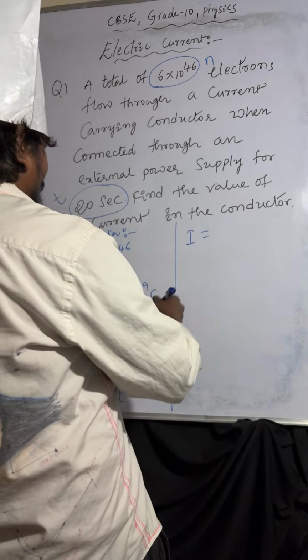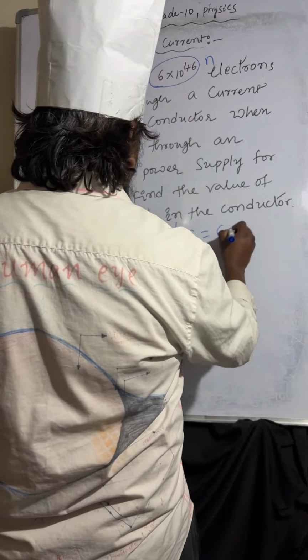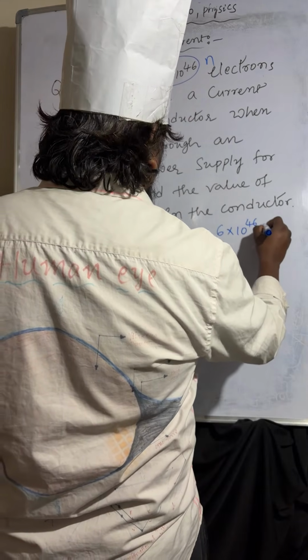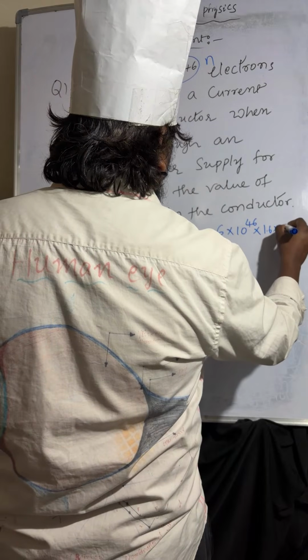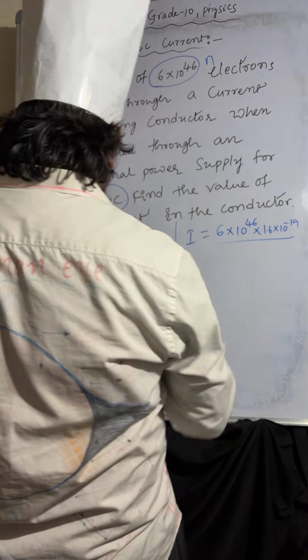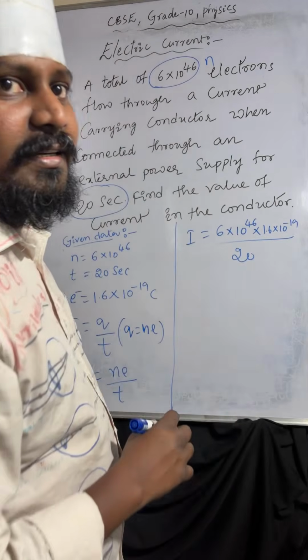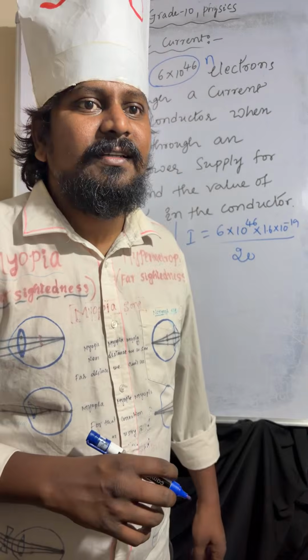So here n equal to how much? 6 into 10 power 46, and e is 1.6 into 10 power minus 19. Then t equal to 20 seconds. Try to solve it.